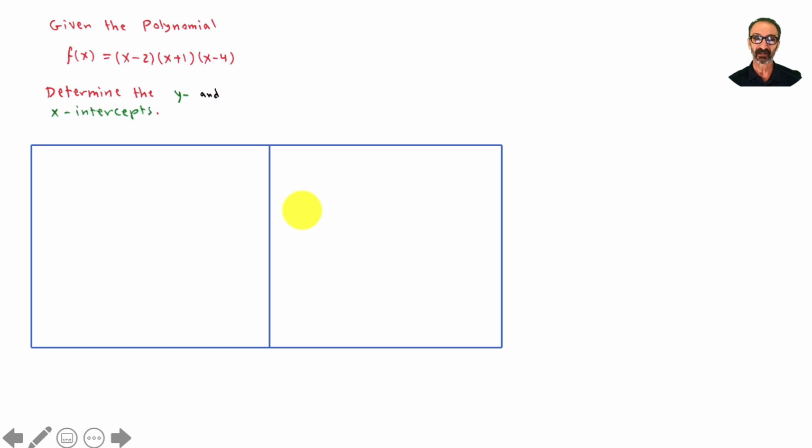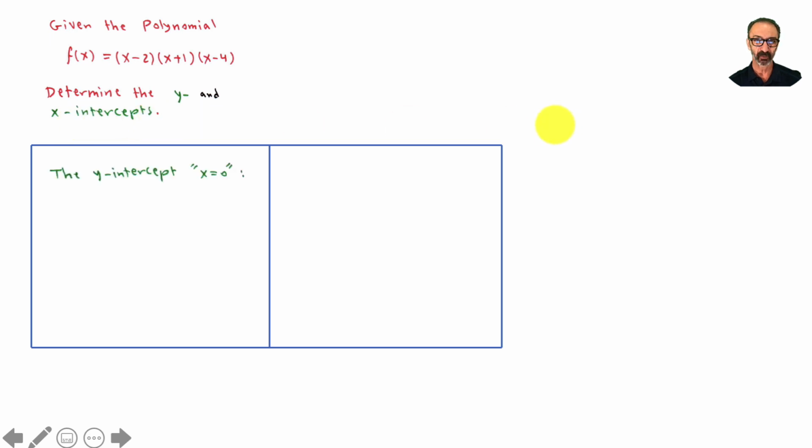Given the polynomial f of x equals x times x minus 2 times x plus 1 times x minus 4, it's already factored because we want to get started. We don't want to spend the time factoring, and we did that in previous videos. So let's focus on some other things instead of just spending time factoring. Determine the y and the x intercept.